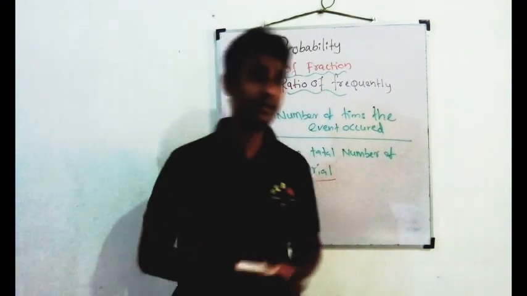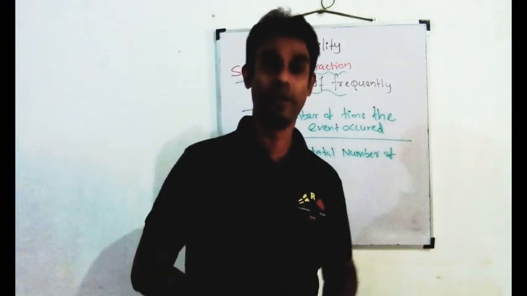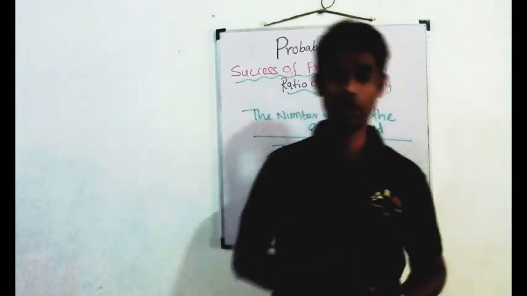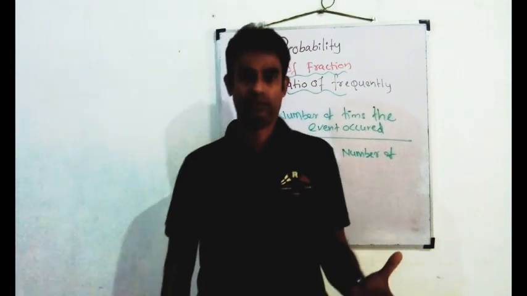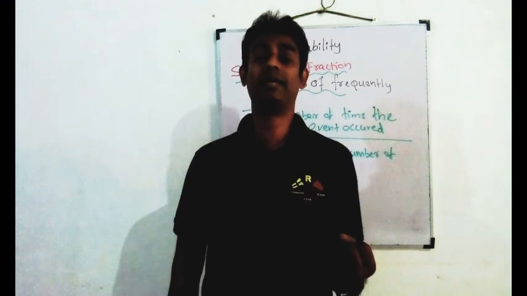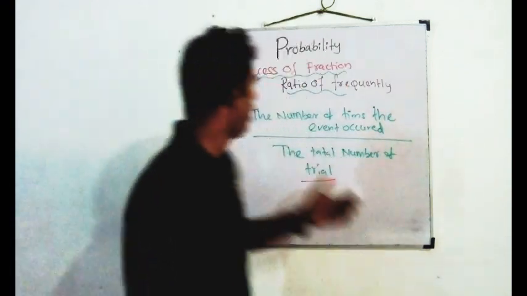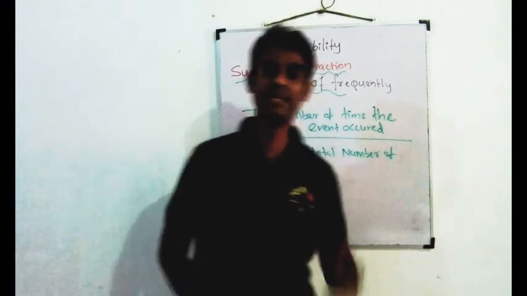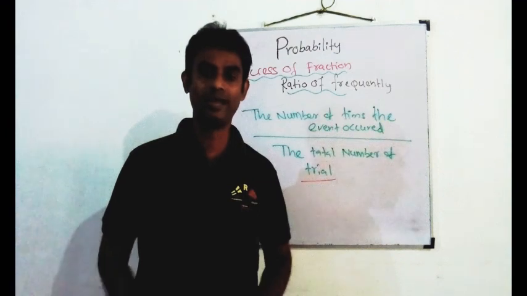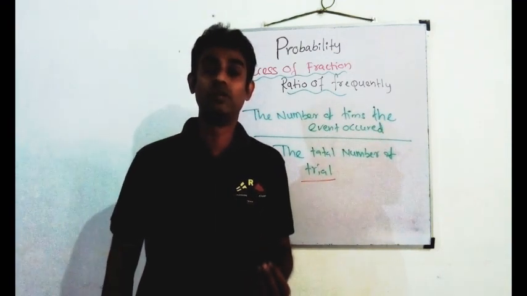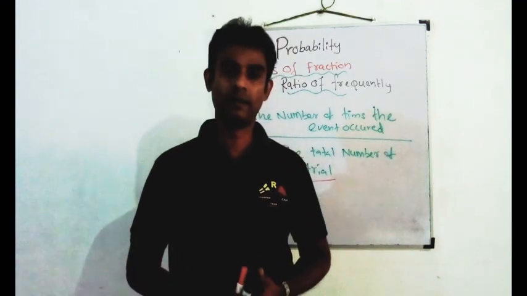When we talk about the trial, we also want to explain a word related to probability, experiment. You know the meaning of experiment, no? In science, you are doing some experiments, right? The result will be given by the experiment. The result will be given by the what? Trial, right? According to the experiment, we want to find the success fraction. After finding the success fraction or ratio of frequency, we want to take a decision, right? Probability is mostly used for the decision making process.